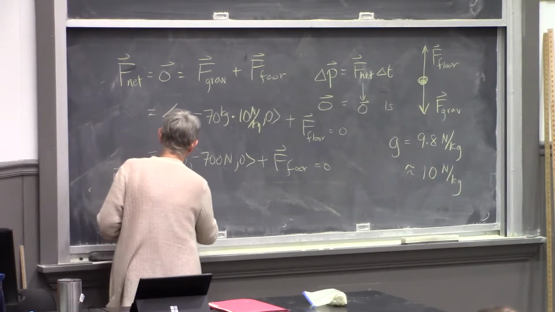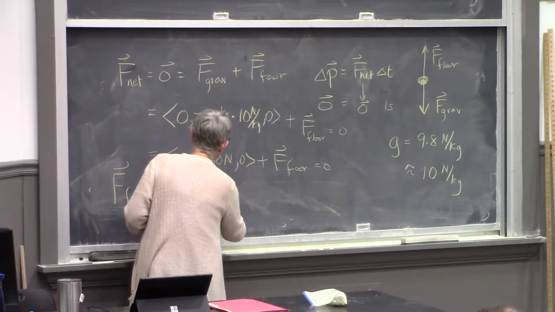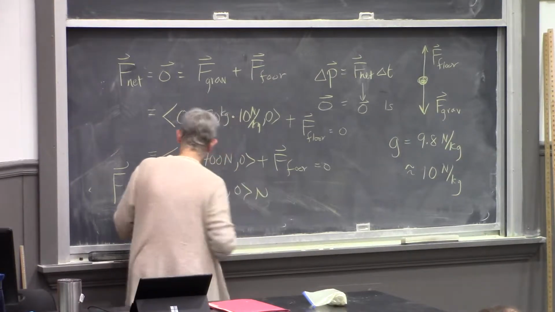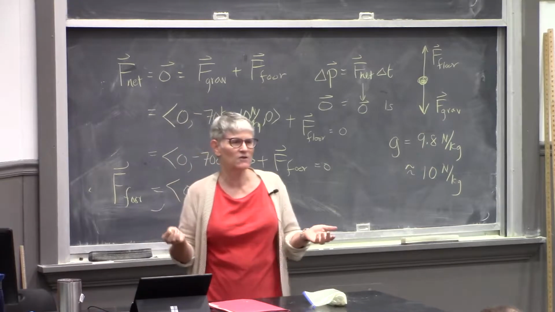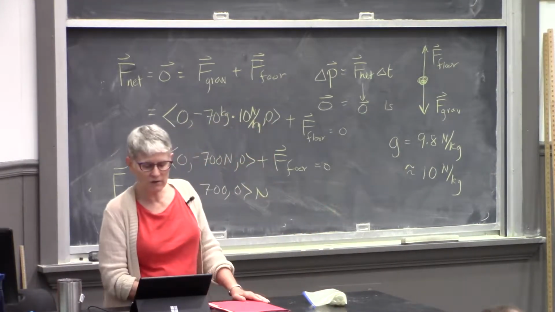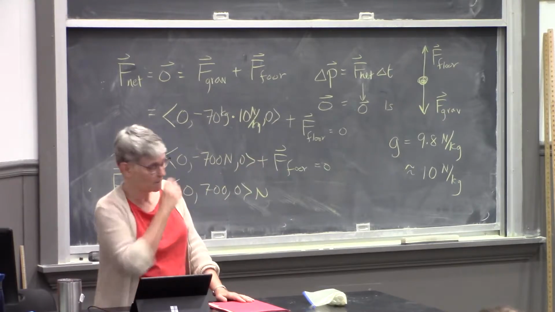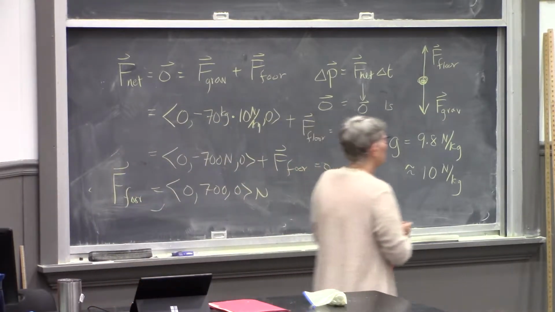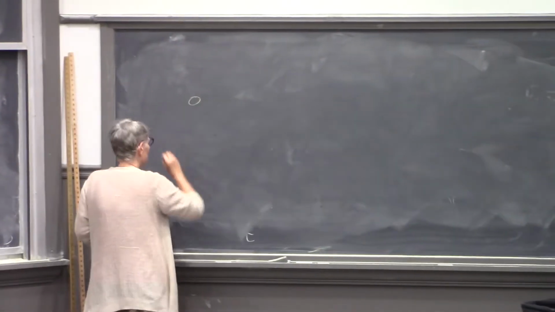Is equal to 0 plus 700, 0 newtons. Okay, a really boring application of the momentum principle, right? So now we know the floor exerts a force of 700 newtons upward. So now we change the system.